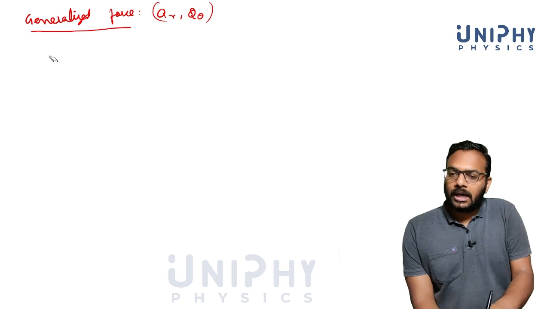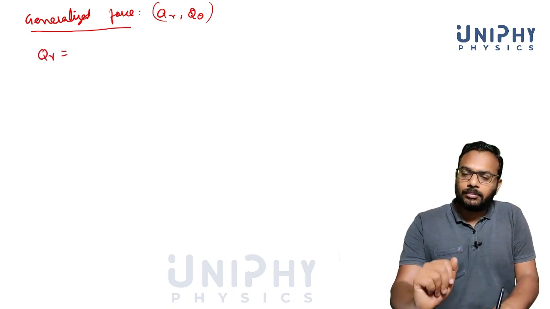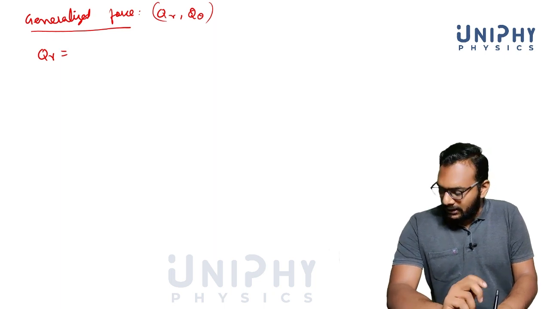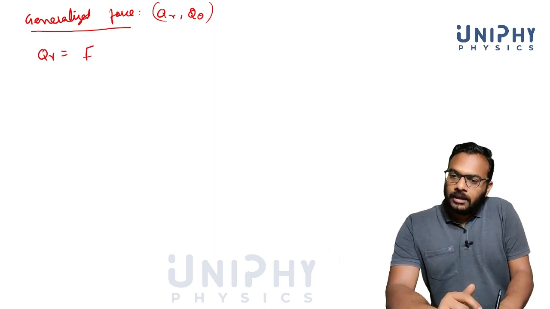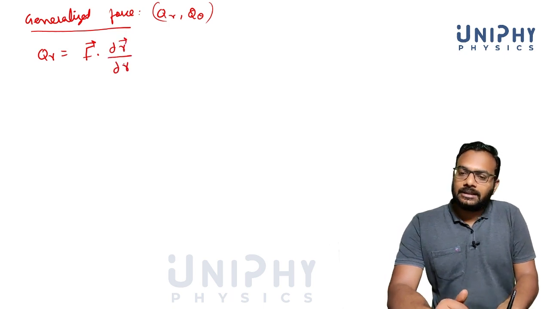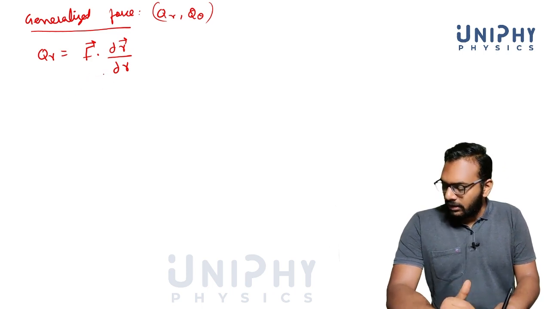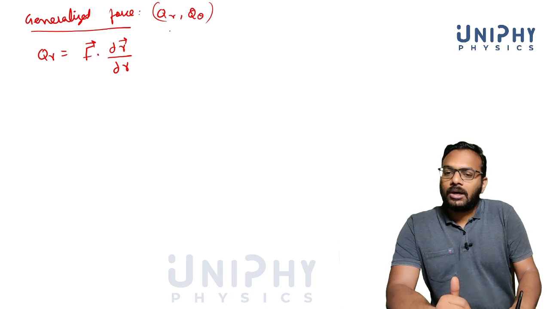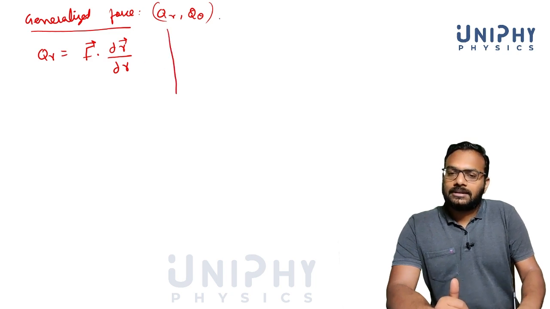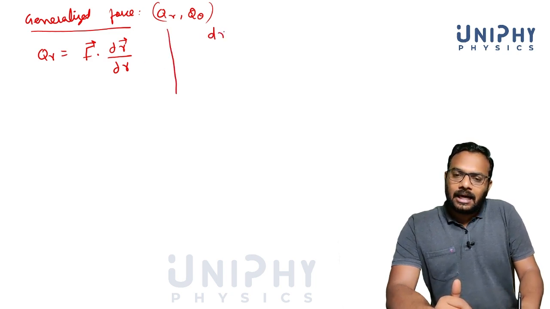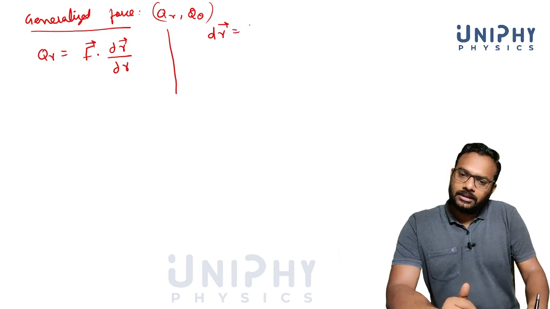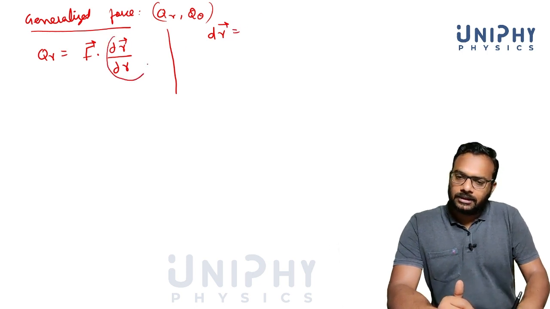So what's Q r? By definition, because it's a single particle, you don't have a summation. So by definition, Q r is equal to F vector dot dou r vector by dou r. Now how do we find dou r vector by dou r? How do we find this? Okay, we notice that dr vector can be written in this way. We need to find this.